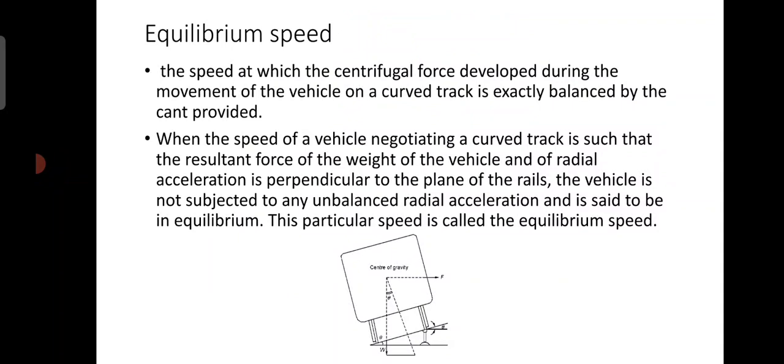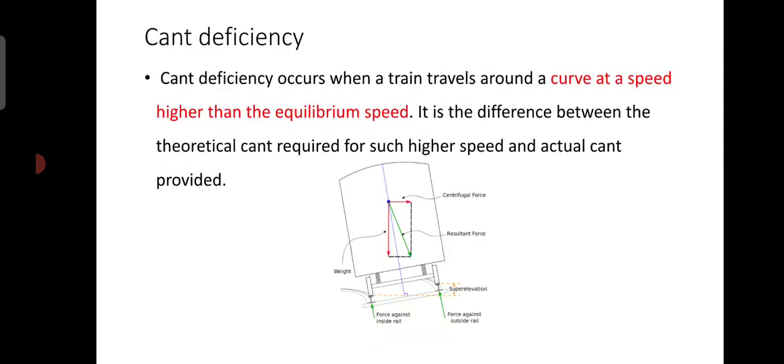This resultant force will balance the adverse effect of the centrifugal force. When it is balanced, that speed is called the equilibrium speed.